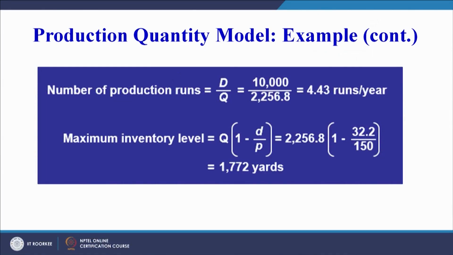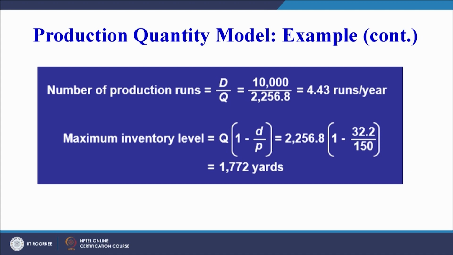Now this is the number of production runs, how many times we need to run our production. The annual demand is 10,000, and the economic order quantity that we have calculated is 2257. So that gives 4.43 runs per year. If we round it off, approximately 5 runs per year are required to meet this annual demand of 10,000 units or 10,000 yards.